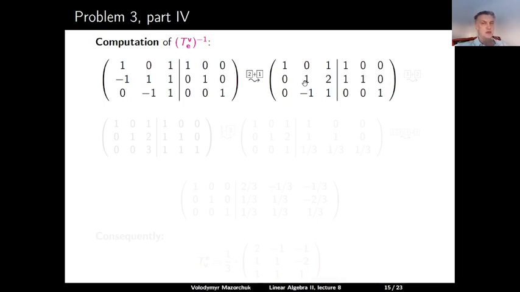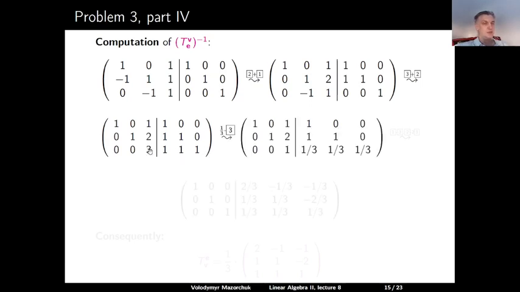So now we can use this one to kill this minus 1. So when we add row 2 to row 3, we will get that rows 1 and 2 remain the same, and row 3 becomes 0 plus 0 is 0, 1 plus minus 1 is 0, 2 plus 1 is 3, 1 plus 0 is 1, 1 plus 0 is 1, and 0 plus 1 is 1. So now we need to make 1 here, so we divide row 3 by 3. Rows 1 and 2 remain the same, and row 3 becomes 0, 0, 1, 1 third, 1 third, 1 third.